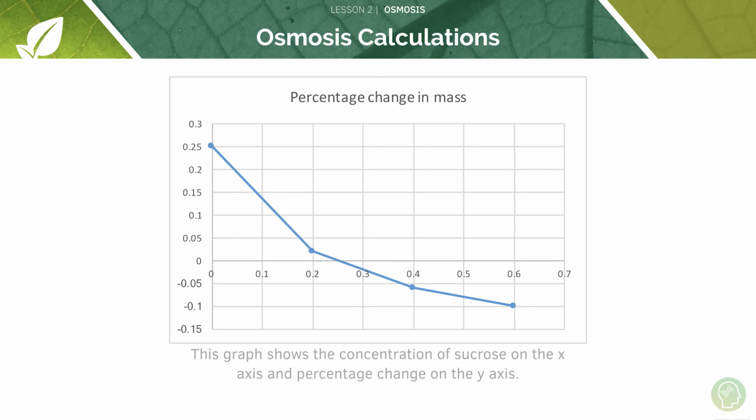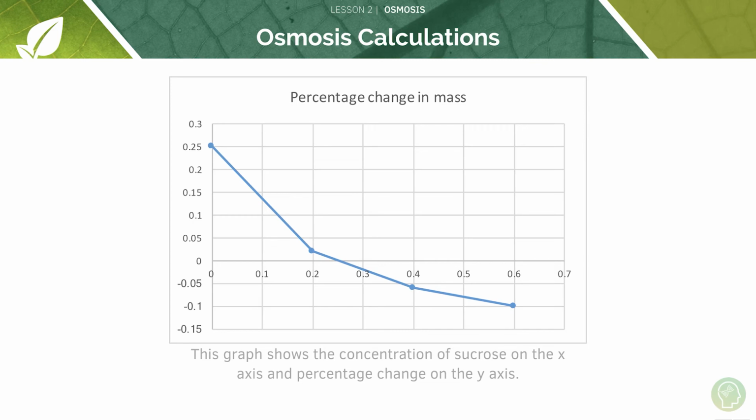So this graph also shows percentage change, but in a graphical format. So we're looking at the concentration of sucrose in a solution on the x-axis, and we're looking at the percentage change in mass of a cell on the y-axis, or not necessarily a cell, it can be anything, a slice of potato, let's say.